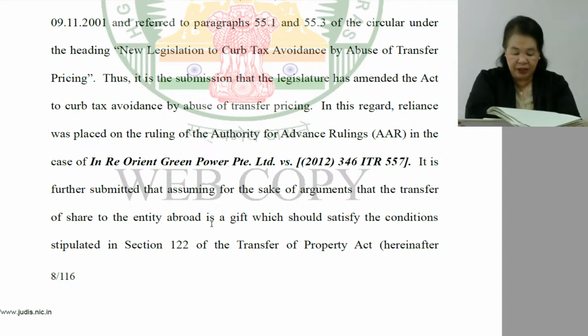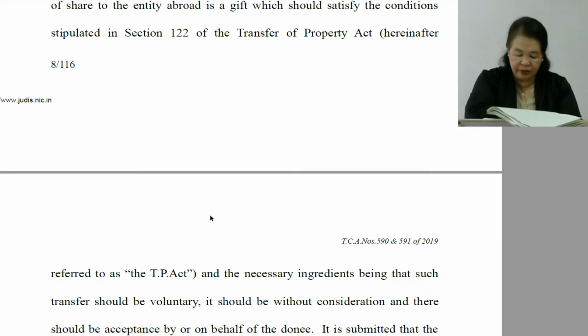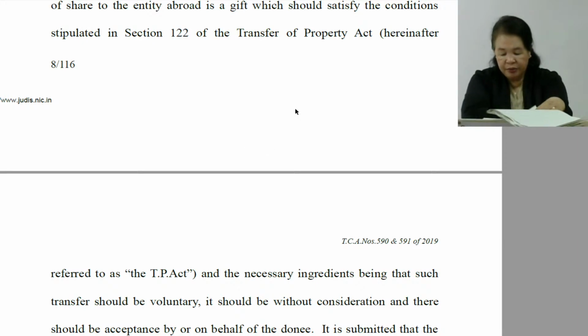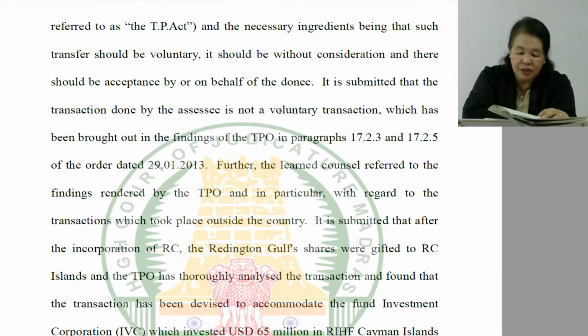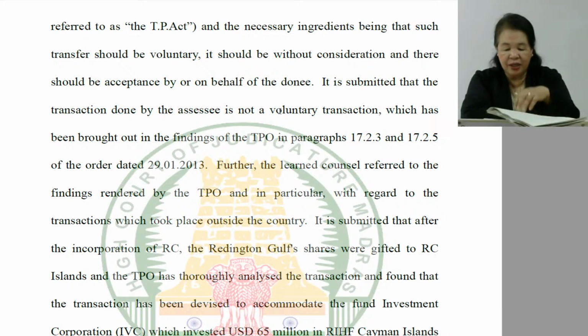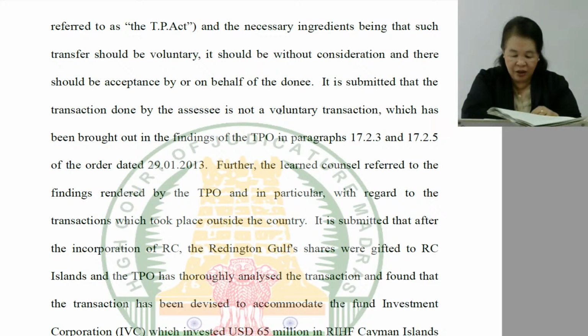2012. So it is further submitted that assuming for the sake of arguments that the transfer of share to the entity abroad is a gift which should satisfy the conditions stipulated in Section 122 of the Transfer of Property Act. No? And the necessary ingredients being that such transfer should be voluntary, should be without consideration, and there should be acceptance by or on behalf of the donee. It is submitted that the transaction done by the assessee is not a voluntary transaction, kaya hindi siya qualified na magiging gift, which has been brought out in the findings of the TPO in paragraph 17.23 of the order.